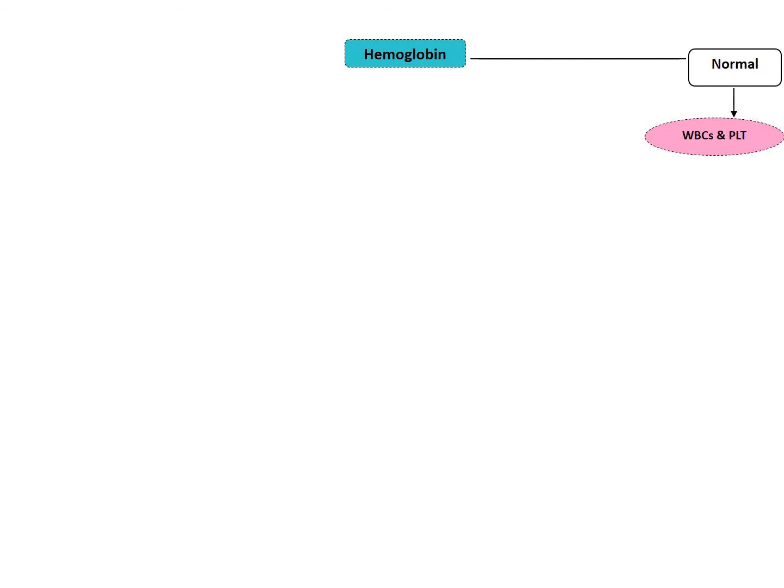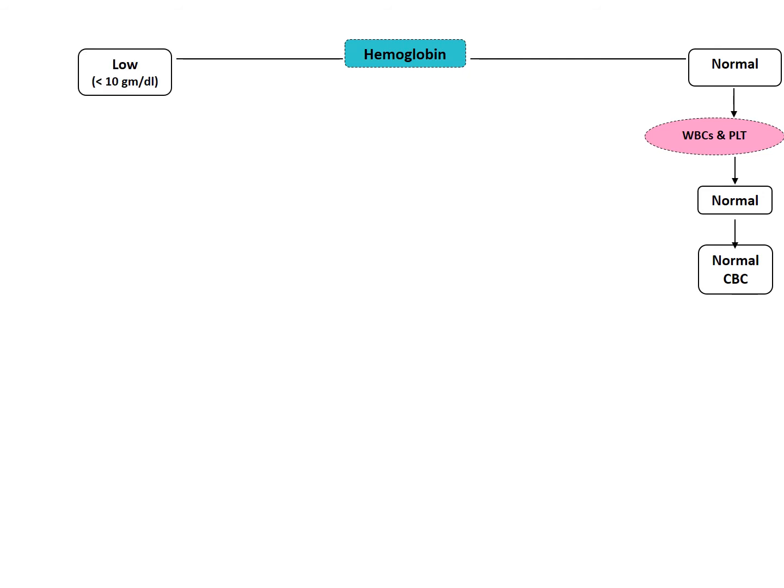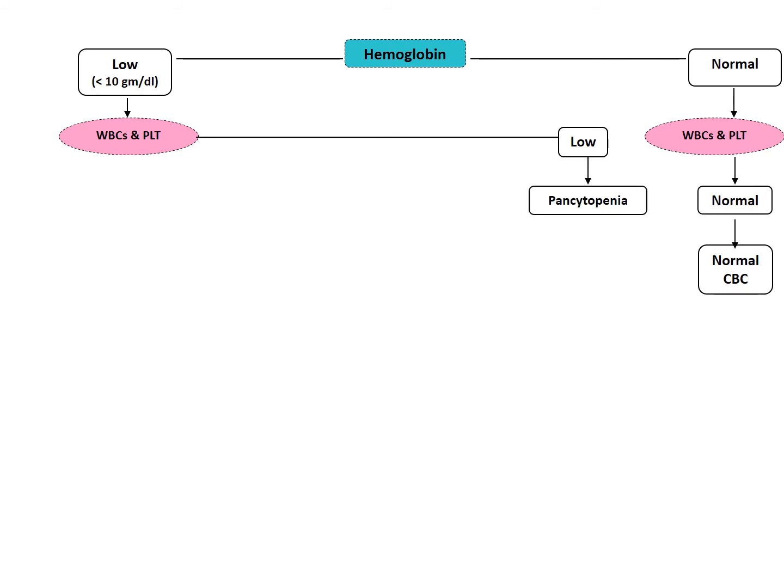But what if the white blood cells and platelets are within normal? So we are dealing with a normal CBC. But what if the hemoglobin level is low, on average less than 10 gram per deciliter, or differs according to age? If hemoglobin is low, we look further at the white blood cells and platelets. If they are also lower than expected, we are expecting pancytopenia. This pancytopenia could have variable causes, but the most common two are aplastic anemia and hypersplenism.